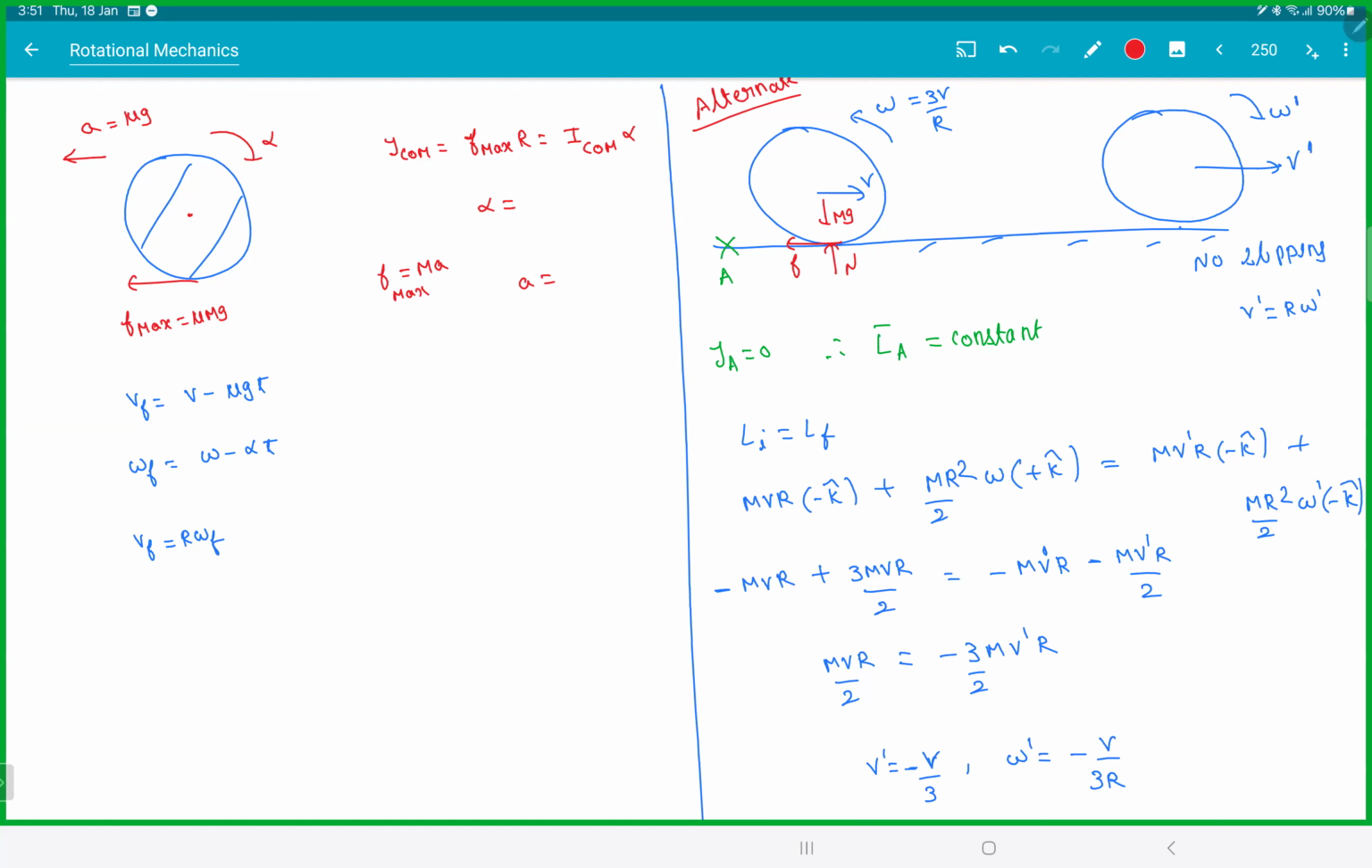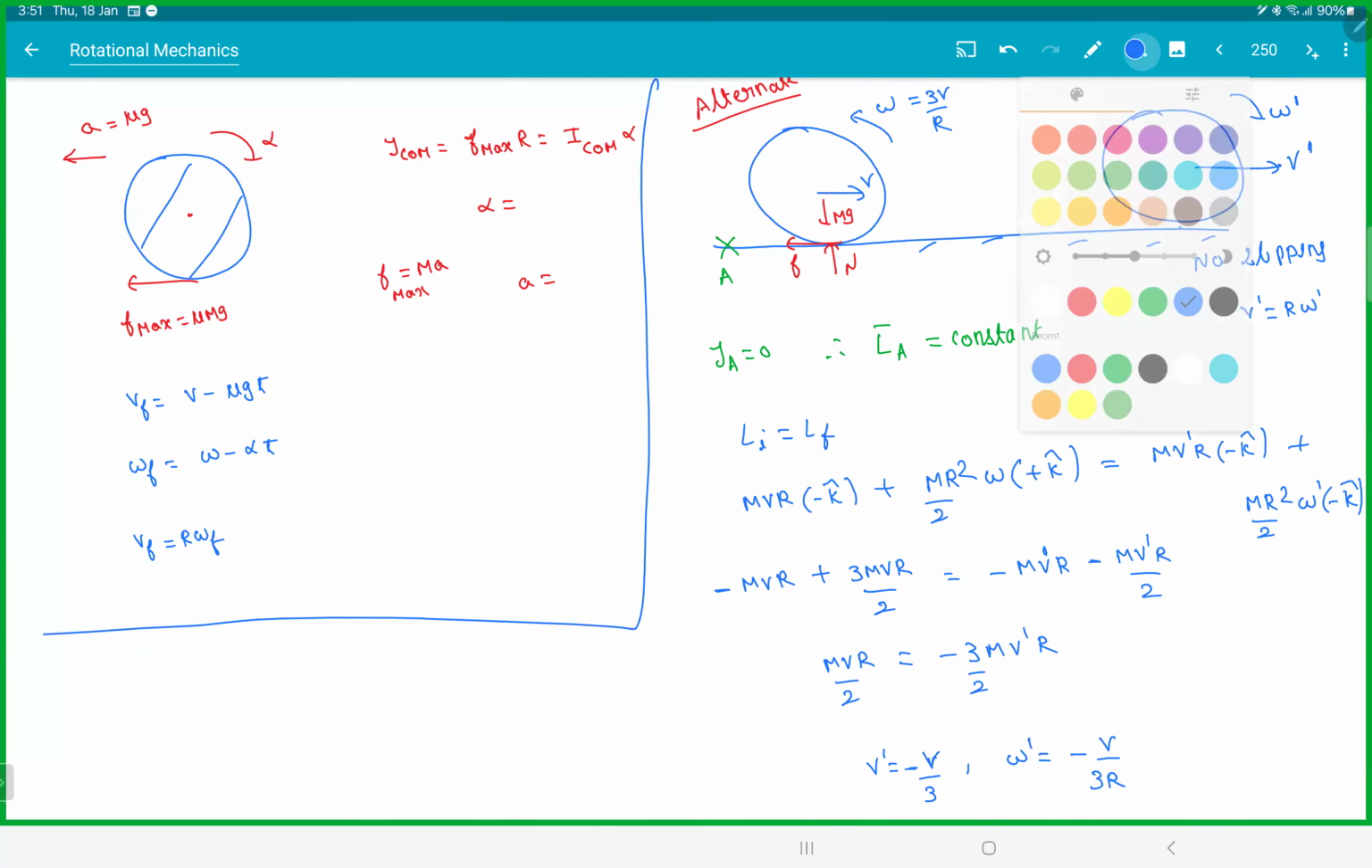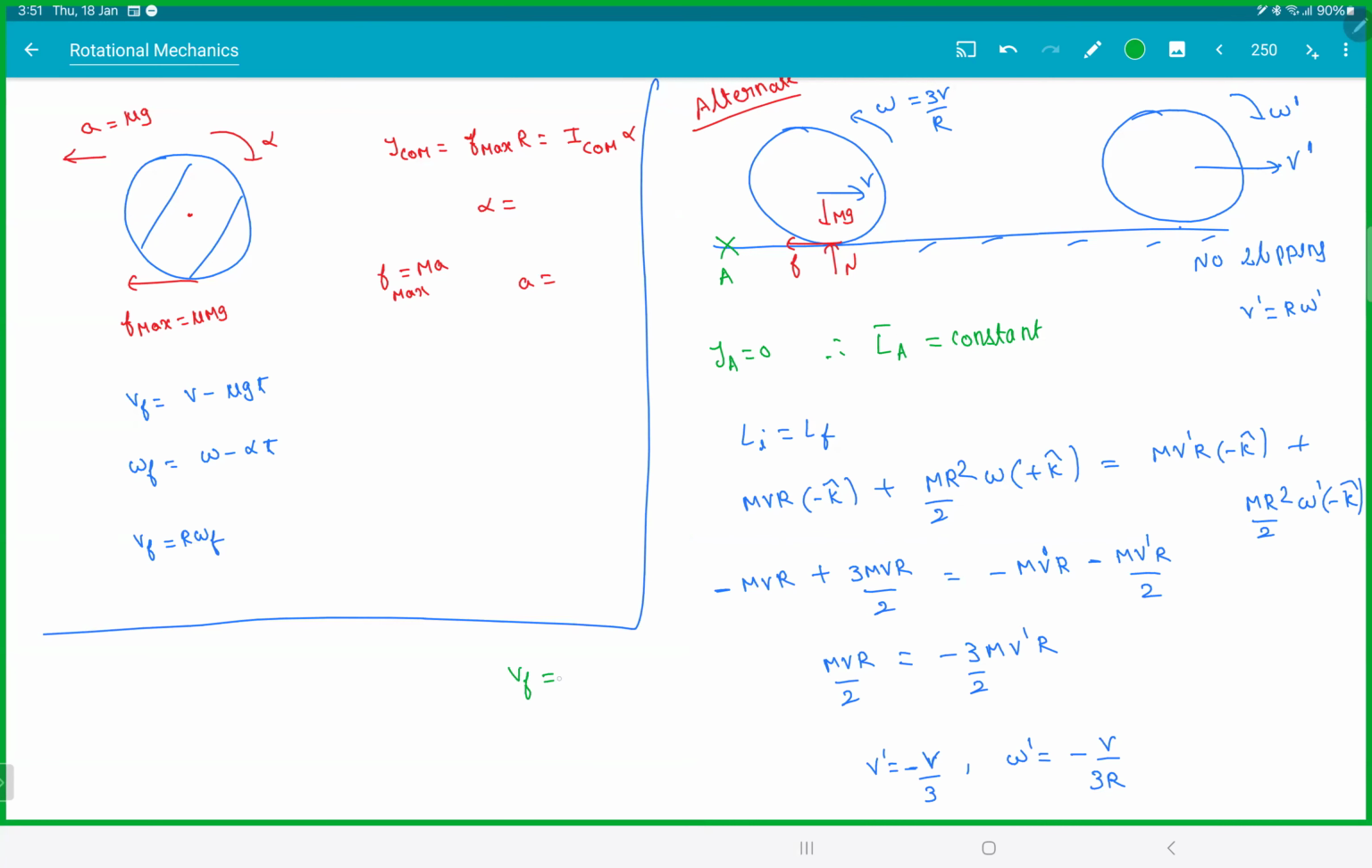But how to get time from here? Let me show you that also. The time part is easy only. For time, we use this: v final is v initial plus at. So v final is minus v by 3, v initial is v, and this is minus mu g t. So time will be 4v by 3 mu g. That's your time. It comes directly in one step.